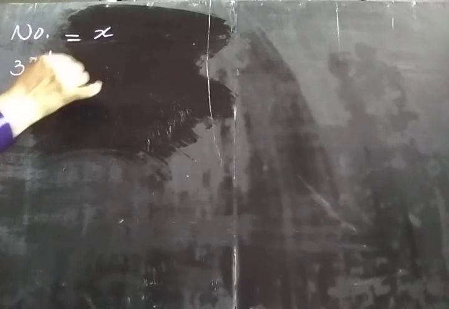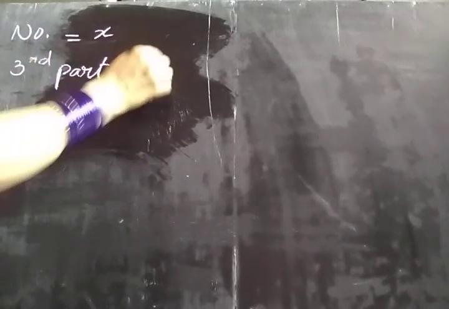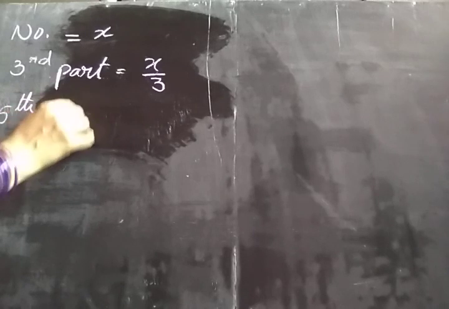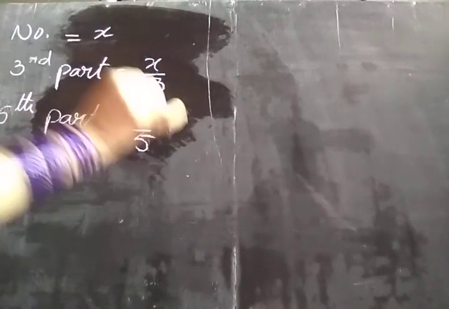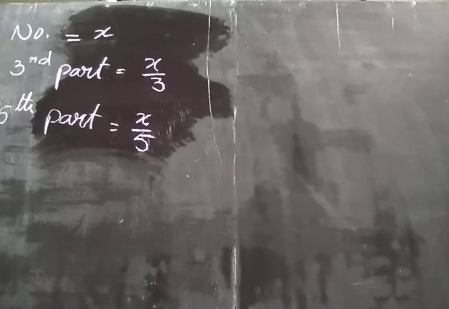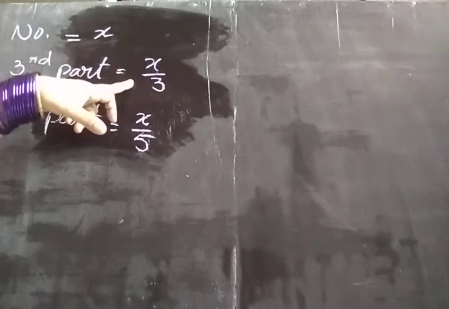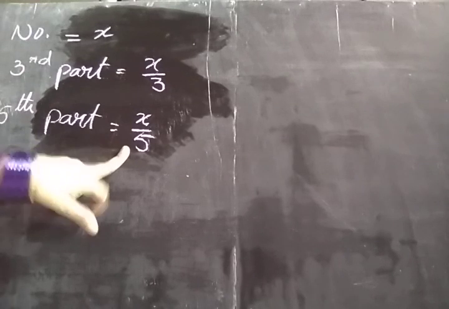So then here, let the number be x. Now third part of the number is x into 1 by 3, means x by 3. And the fifth part of the same number is x by 5. Here the word used is exceeds. Exceeds means more. The third part is more than the fifth part by 4.